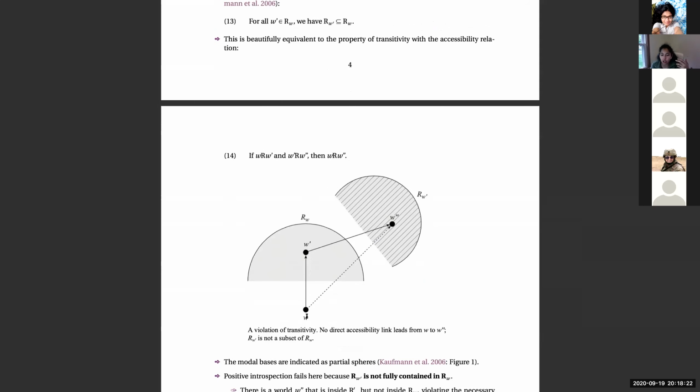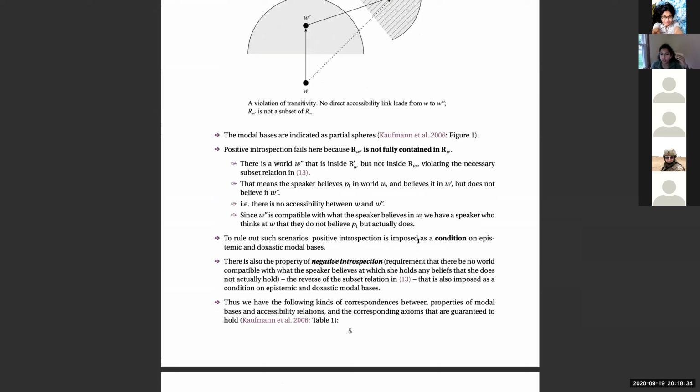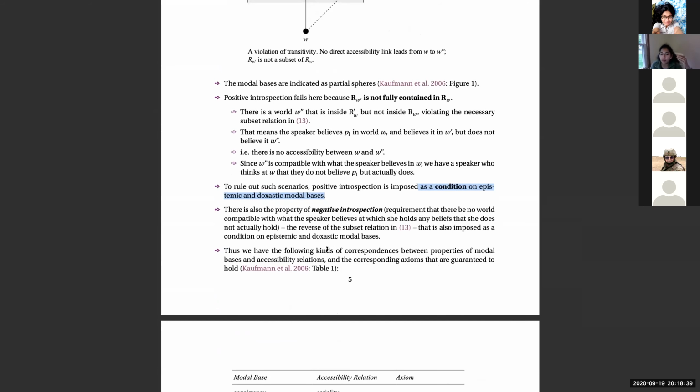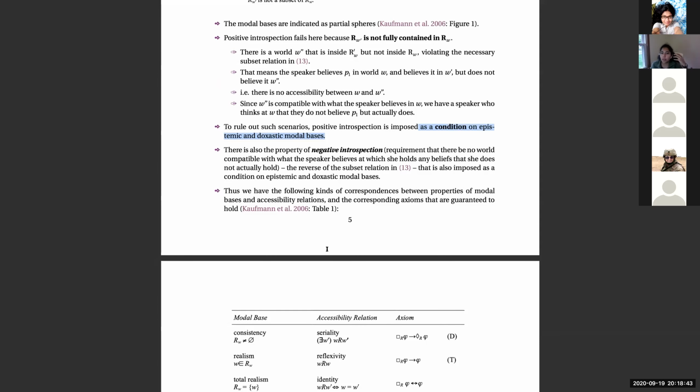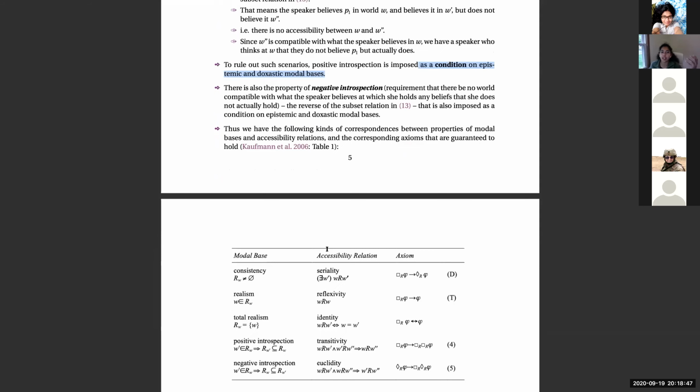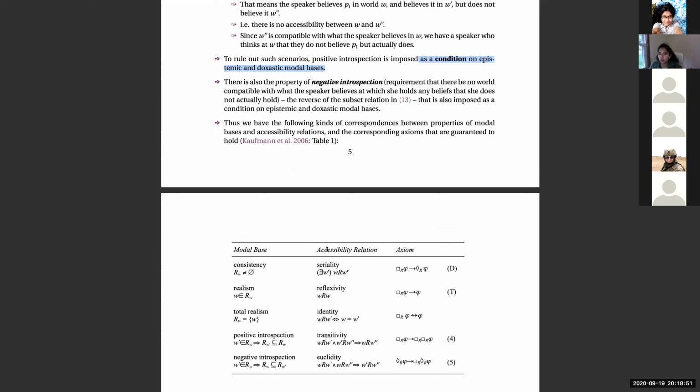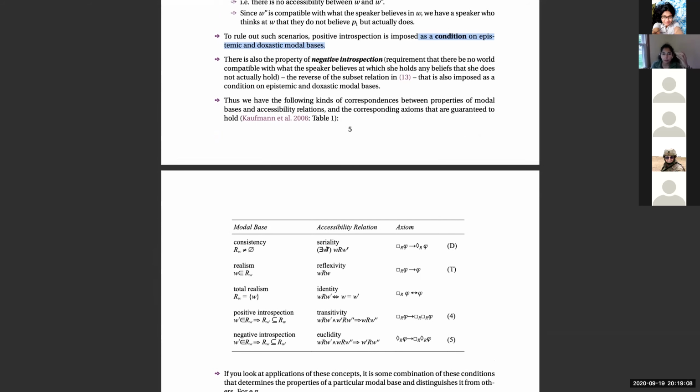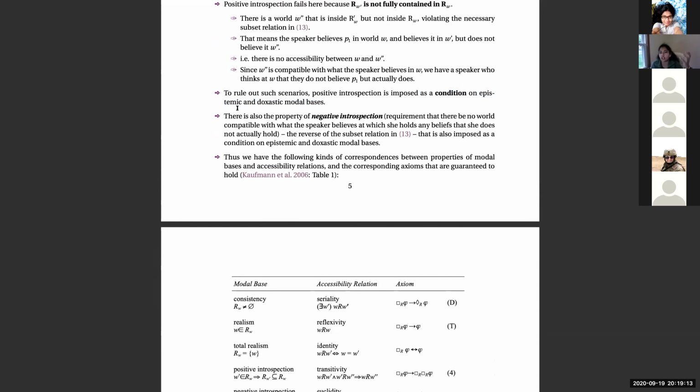Okay, so the result is you have a speaker who thinks they might not believe a proposition in this world, but actually believes it because it's compatible. Okay, so all of this is written here. So positive introspection is imposed as a condition on epistemic and doxastic modal bases. You can see why, because you want people to know that they believe something or they know something. So if I believe that the world is round, then I have positive introspection. I think that I believe that, right? Or if I know the world is round, then I know that I know the world is round. So you have to have the property of positive introspection as a condition on epistemic and doxastic modal bases. Otherwise, you have chaos. You don't know what you believe. You don't know what you know. You don't think you believe what you actually believe, etc.